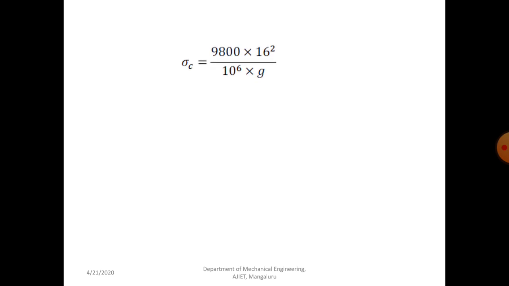So the value of w should be in Newton per meter cube. It's given as 9.8 kilo, in terms of kilo, so you have to convert it into Newton per meter cube. Kilo is nothing but 10 to the power 3, so it means 9800 Newton per meter cube. That is the value of w into v squared. So v squared is 16 squared divided by 10 to the power 6 into g. So the value is 0.2557 Newton per millimeter square. So this is the centrifugal stress in the belt.